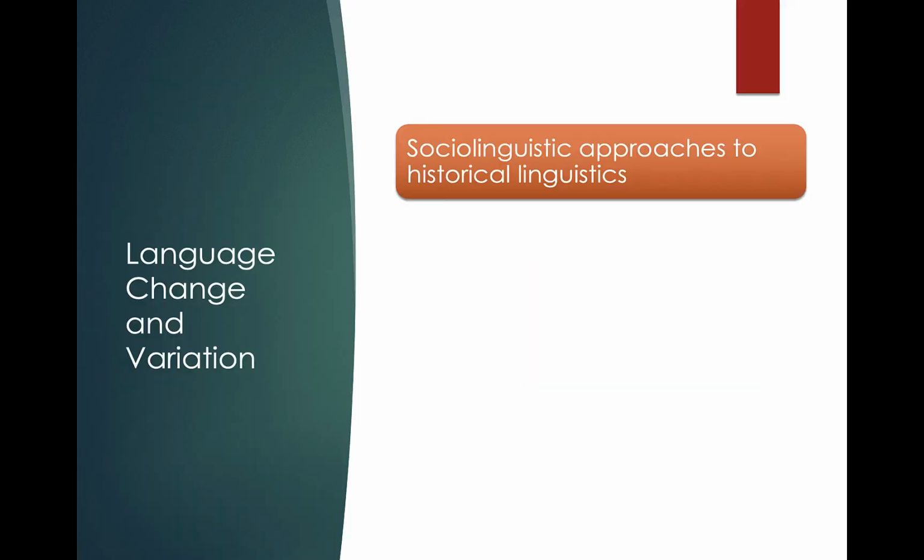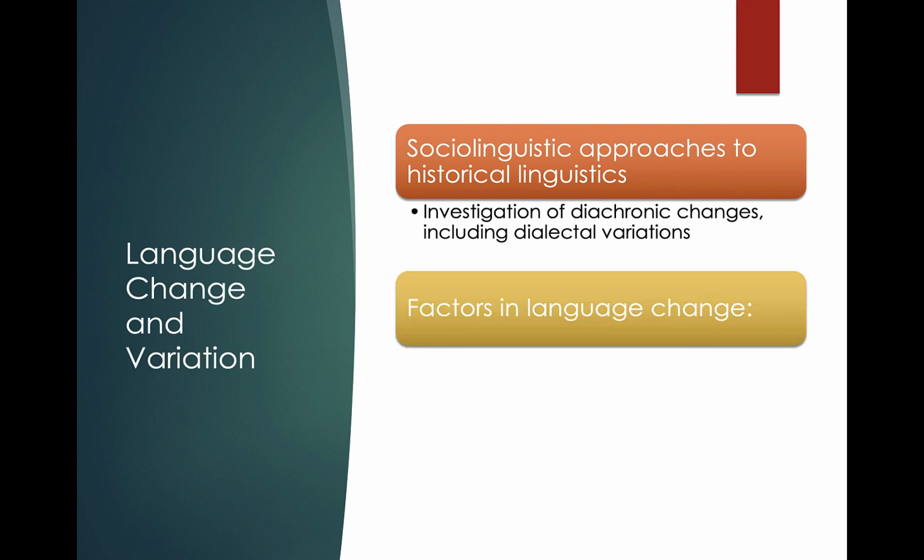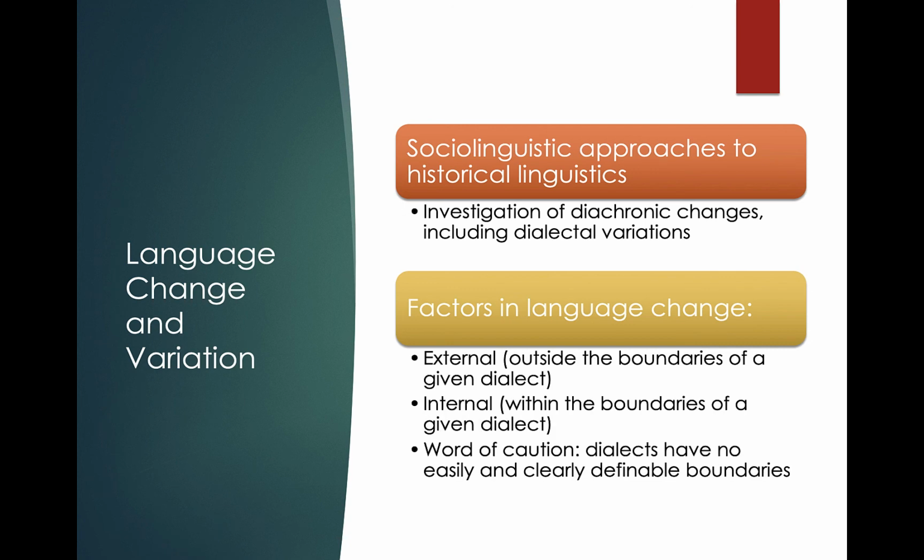While we will focus on diachronic change in this course, we will nevertheless take a sociolinguistic approach to this study. We will study how English changed over time while looking at its dialects and the social factors that influenced the change. And speaking of the influential factors, they can be divided roughly into external and internal ones. External factors exist outside the boundaries of a given dialect. The influence of Norman French on Old English, for example, is an external influence.